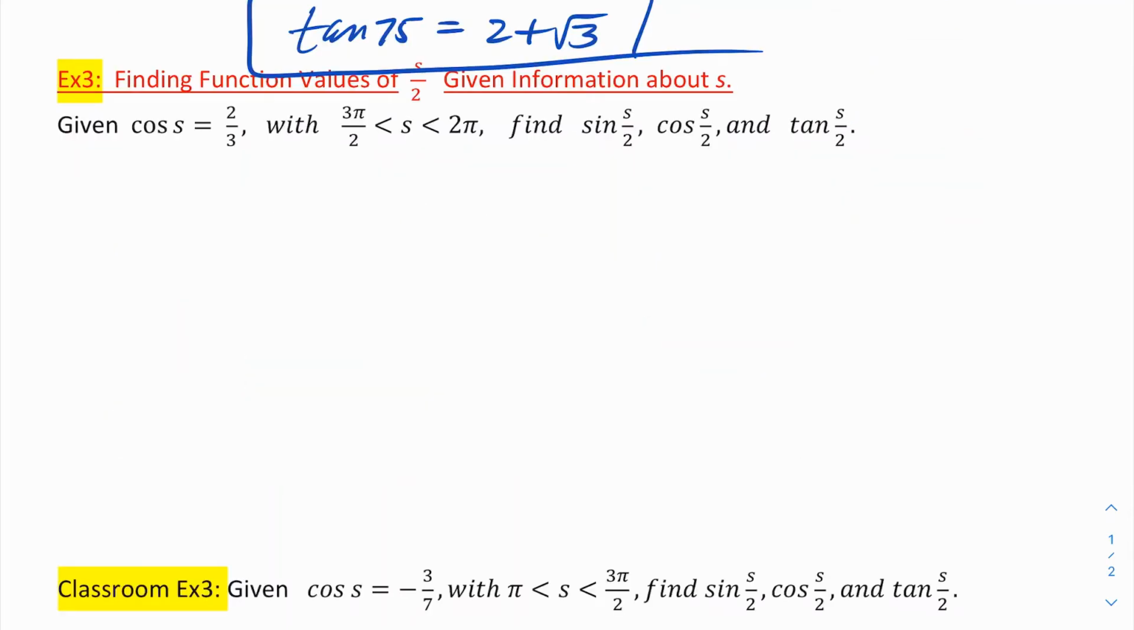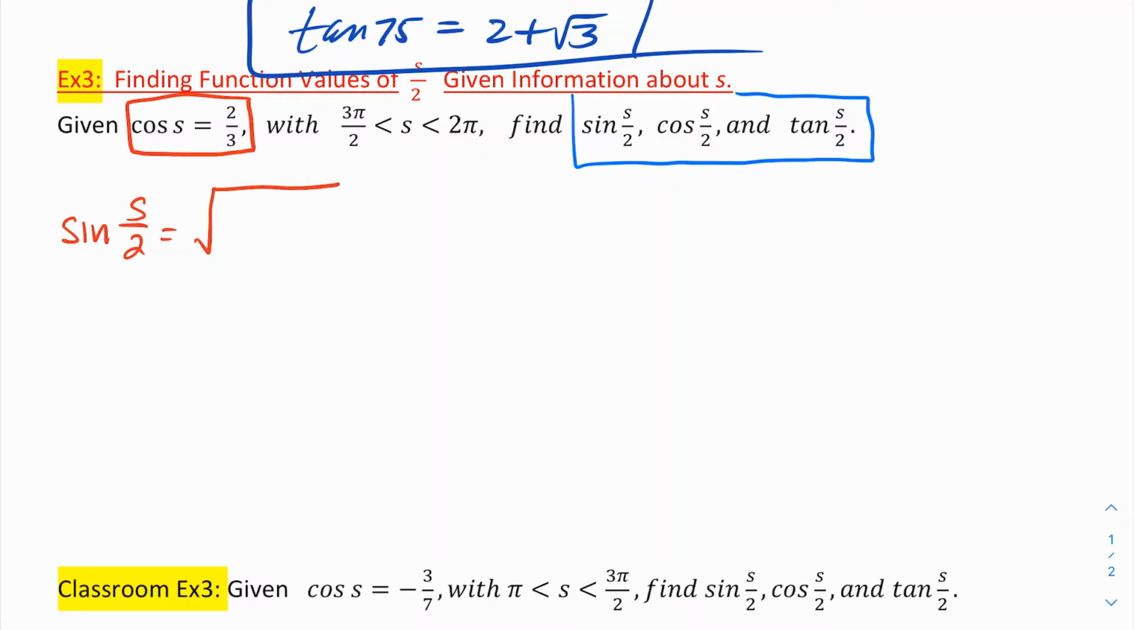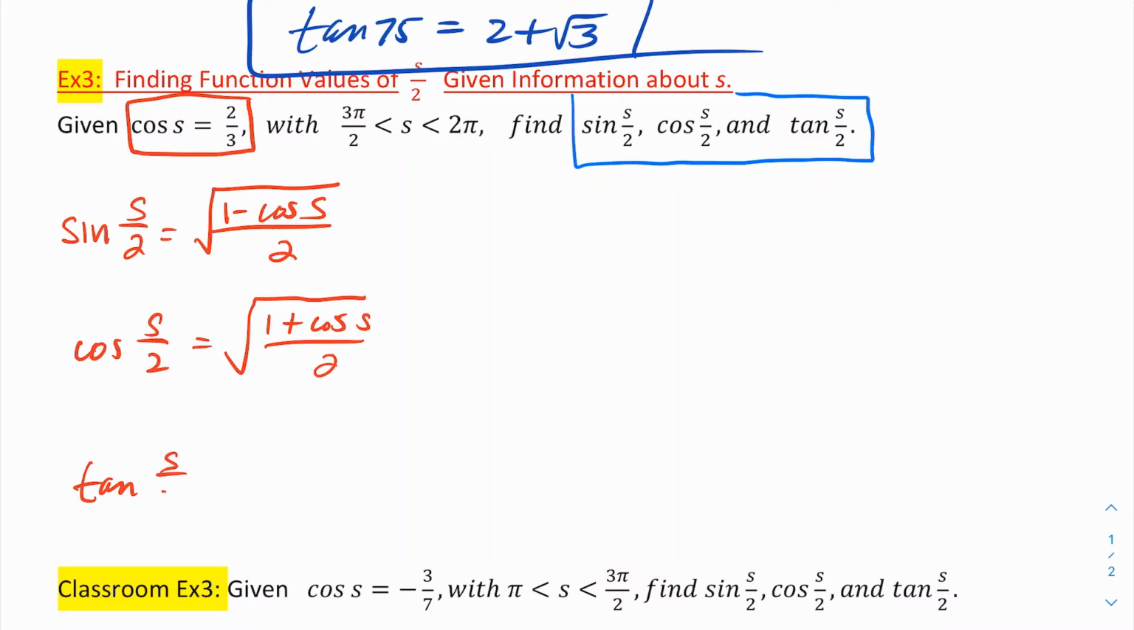All right, for this one, we have to find 3 different answers. Okay, they give us some information. So they tell us that cosine of S is equal to 2/3. So here's the deal. We need to find sine of S over 2. So I'm going to write the formula down, which is the square root of 1 minus cosine of S over 2. I have to find cosine of S over 2, which is the square root of 1 plus cosine S over 2. And I have to find tangent of S over 2.